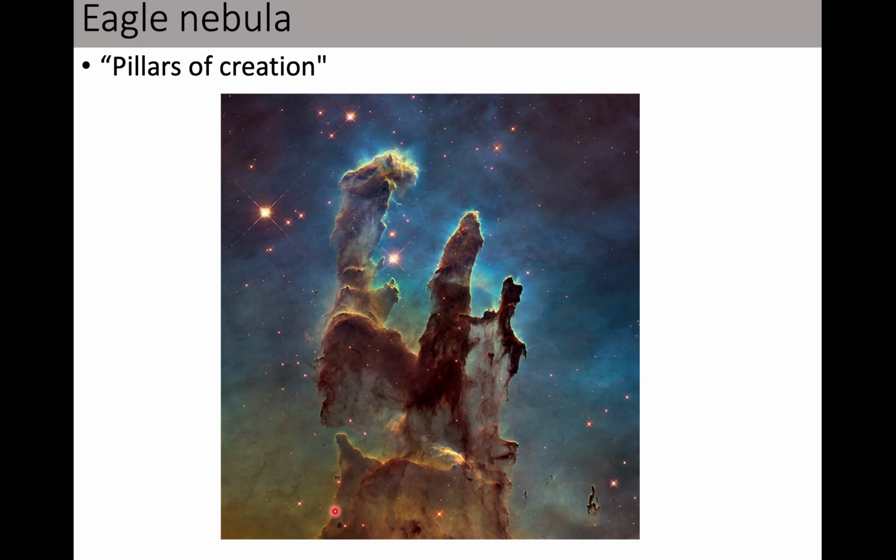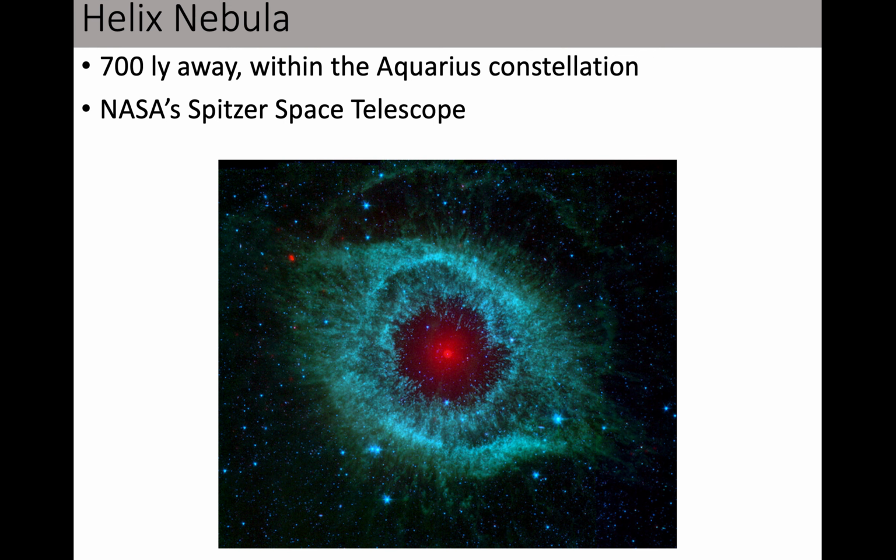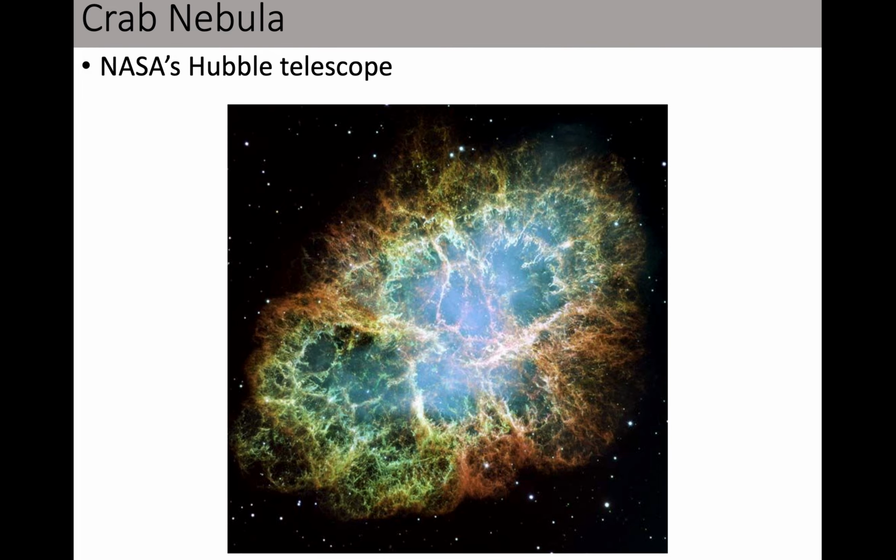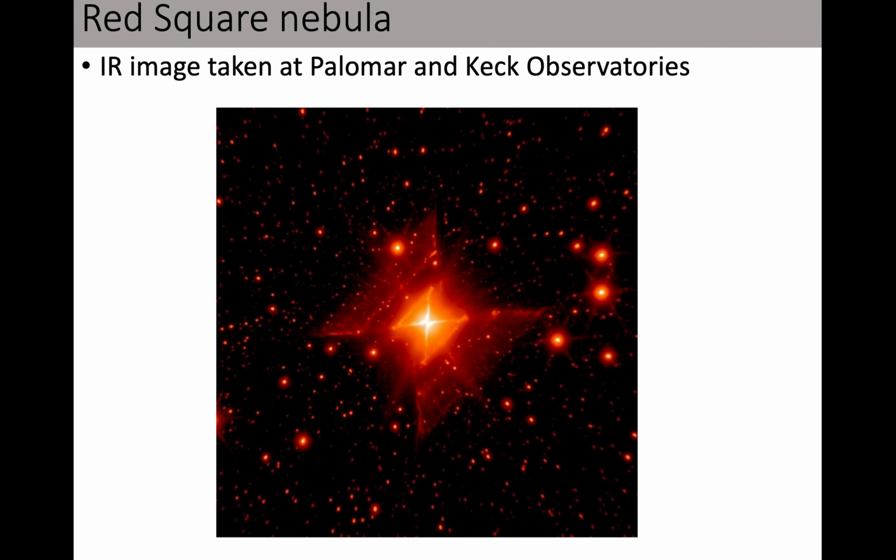And then here I have some very cool pictures of different nebulae that I wanted to show you because they're fascinating. So here is a dark nebula. This one's called the Pillars of Creation. This is the Helix Nebula because it kind of looks like a helix. It's within Aquarius, the constellation of Aquarius. This is called the Crab Nebula. This one is one of my favorites. It's called the Red Square Nebula.